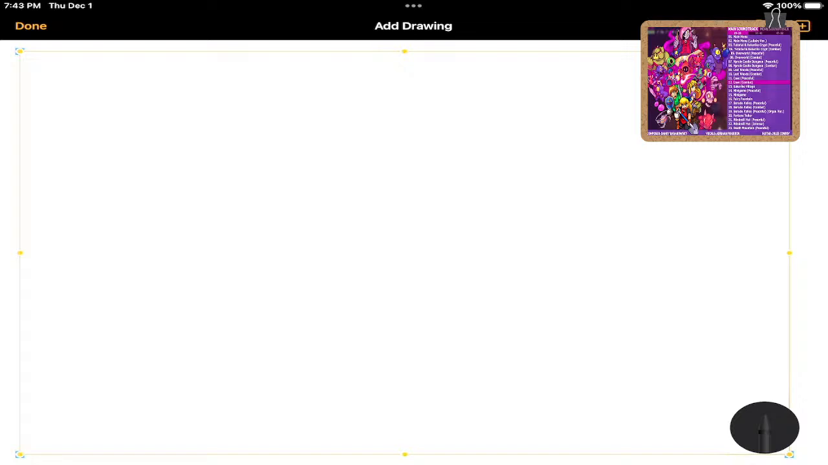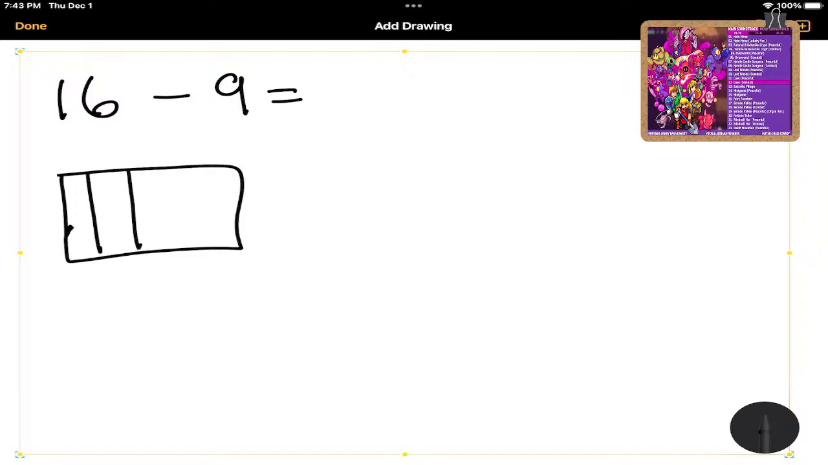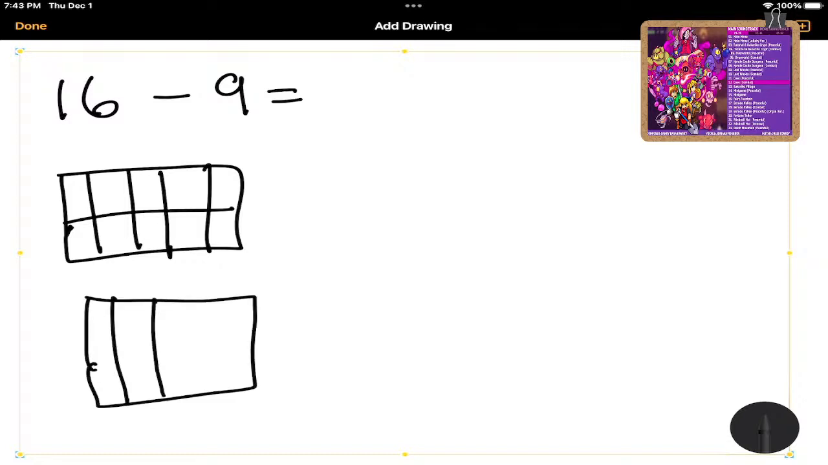So let's do 16 minus 9 equals that. Because we don't need you getting another bad grade, right? So we're going to study. Because this is the exact same thing that you got a bad grade on last time. Okay? Come on. You can do this one by yourself.